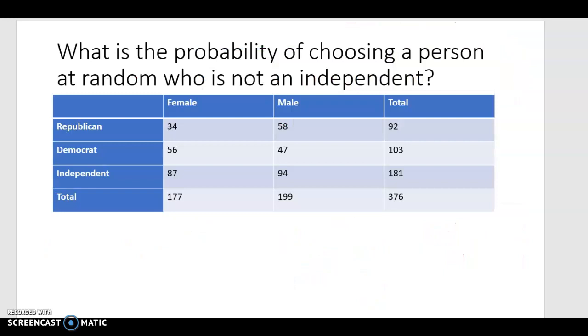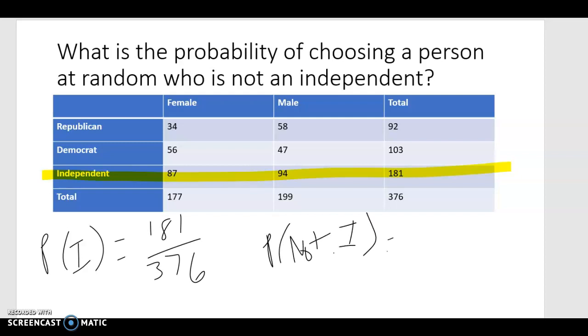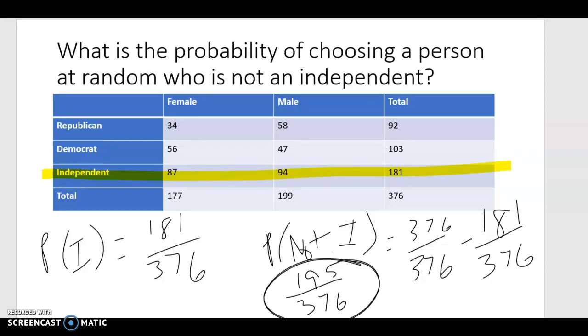Let's do one more. What is the probability of choosing a person at random who is not an independent? Okay, here's my independent line. I know that the probability of independent is 181 out of 376. So the probability of not independent is the whole thing, 376 over 376, minus the independents, right? Because it's everybody else. And therefore, the probability of not independent is 195 over 376.